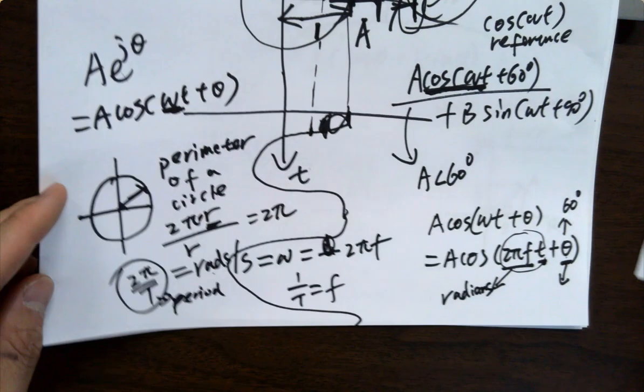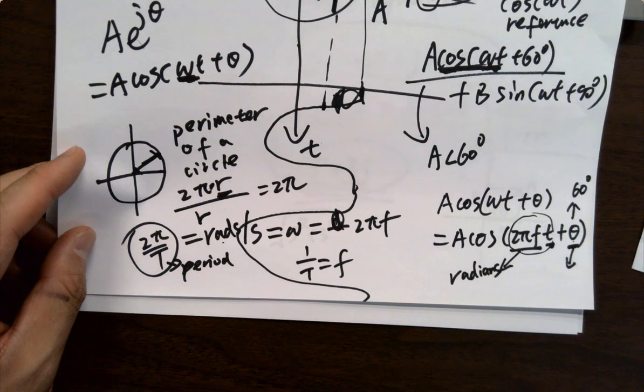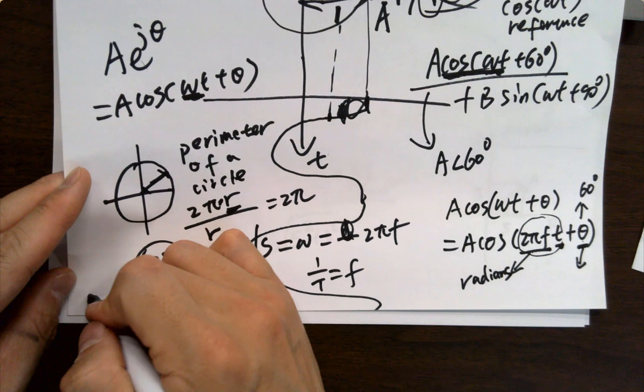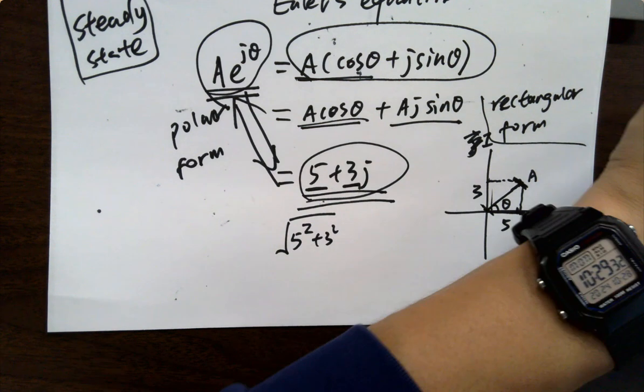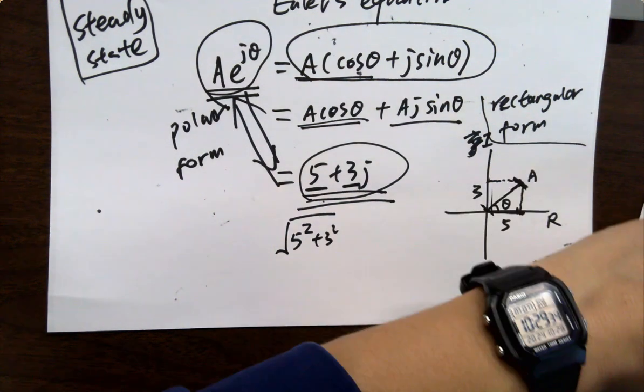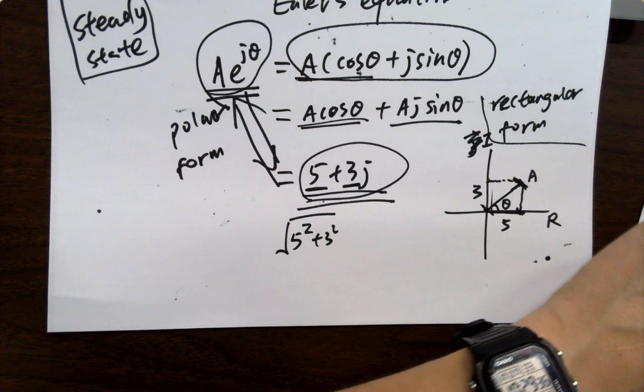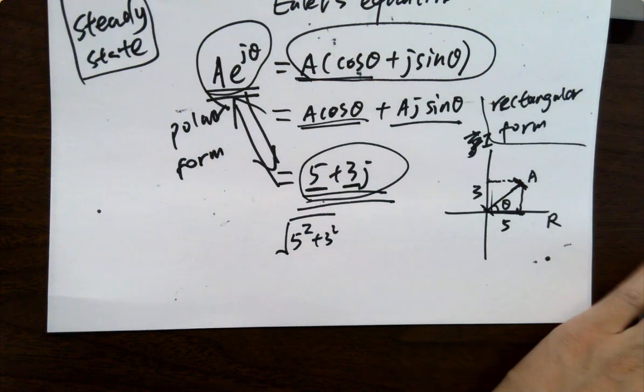You have to convert these to radians first. Revisit this. I know it's confusing at the very beginning, but definitely revisit here. Okay. So let me give you some examples.